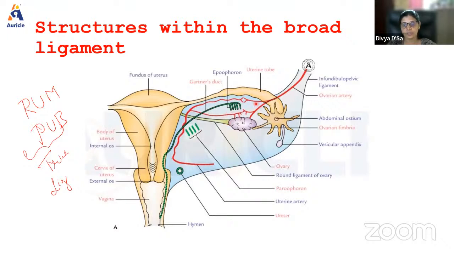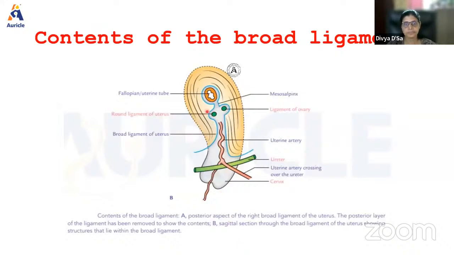We see the ovary, the round ligament of the ovary, the ovarian fimbriae, the vesicular appendix, and the ovarian artery. So these are the structures which we see within the broad ligament. In a sectional view, we can see the fallopian tube, the round ligament, the ligament of the ovary, and the uterine artery.